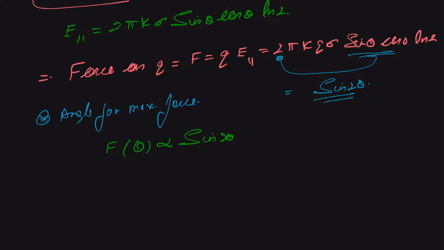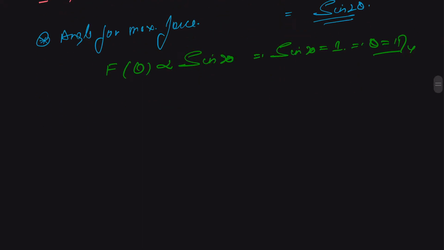And in order to maximize, we know for maximization this sine 2 theta should be equal to 1, or we can say our theta should be equal to pi by 4. So we can say our theta max will be equal to pi by 4. So this was a little bit tricky in the first part, but much more convenient in the second part. Okay, come to the next question.